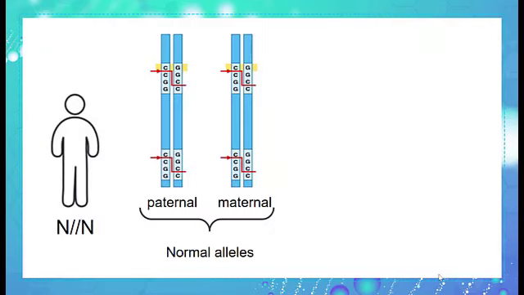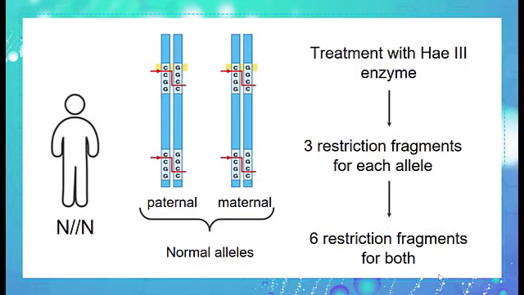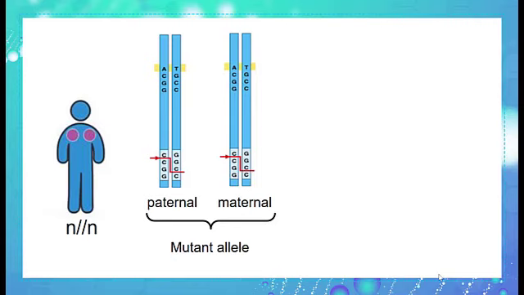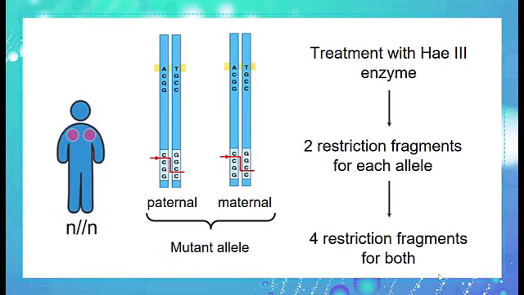So, if a person has 2 normal alleles for this gene, then when this gene is treated with the enzyme HAE3, we obtain 3 restriction fragments for each allele and as a result 6 restriction fragments for both. But if a person has 2 mutant alleles for this gene, then when this gene is treated with the enzyme HAE3, 4 restriction fragments will be obtained because this time only 2 fragments for every allele.